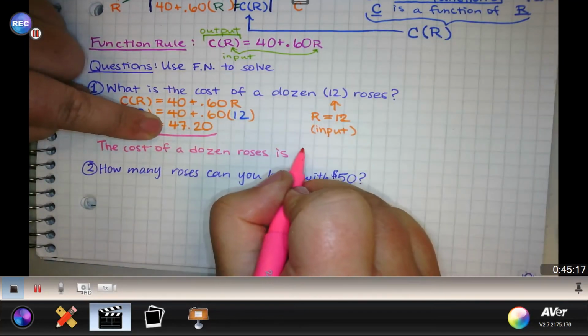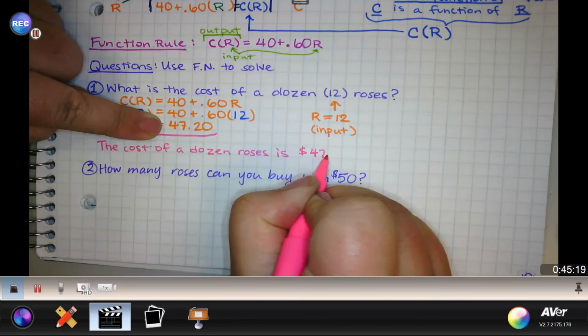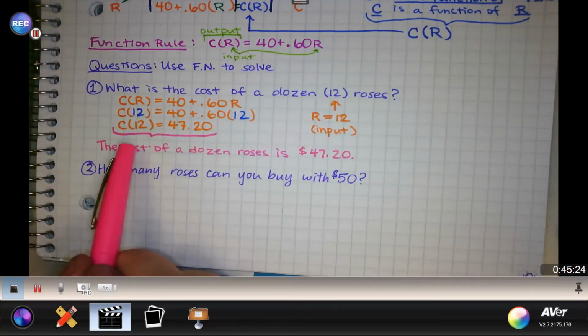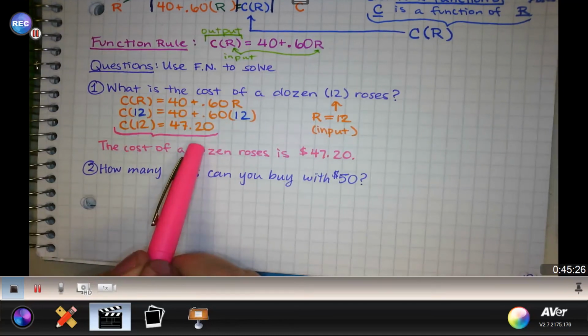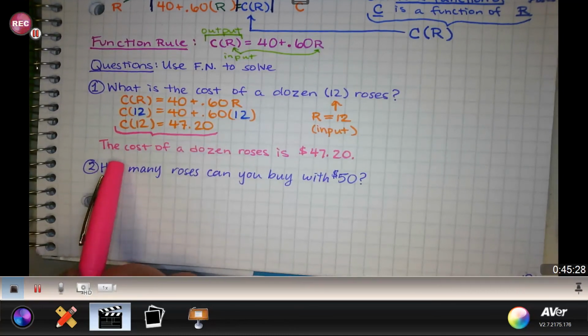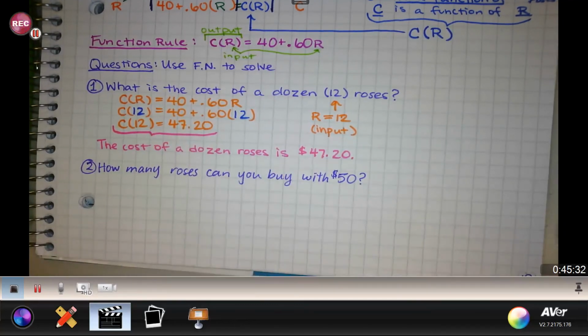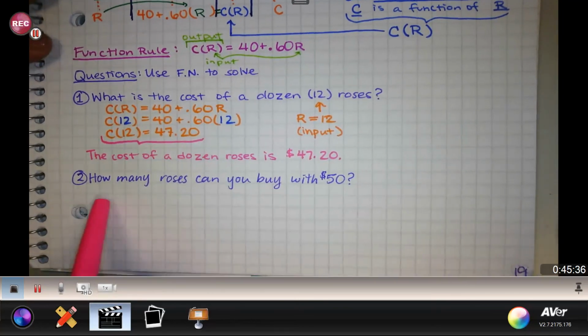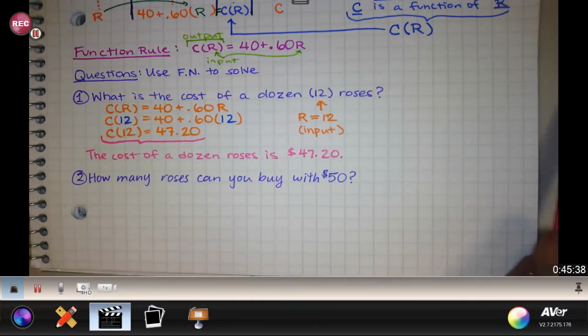And then equals means is. And then here we have the price, $47.20. And I put the little money symbol. So what this means, this is the function notation for it. This is the meaning in English. The cost of a dozen roses is $47.20. Okay? So now, how many roses can you buy with $50?